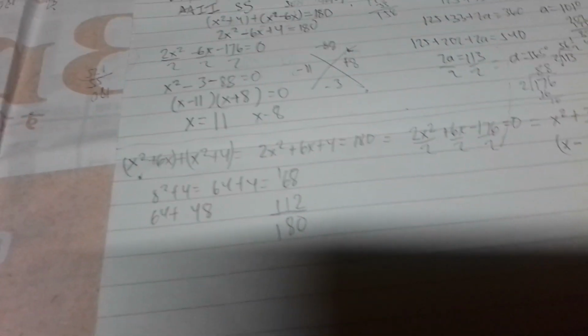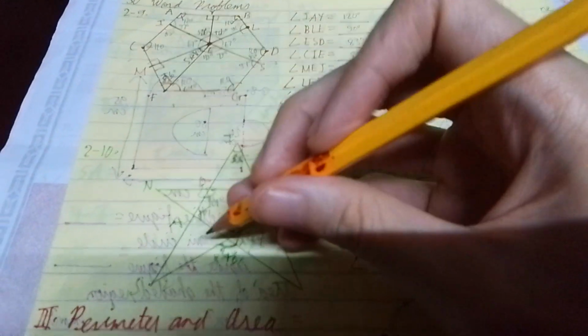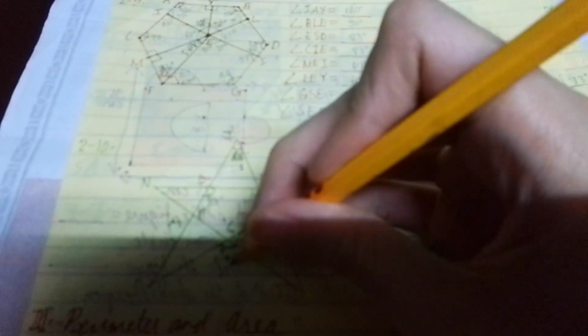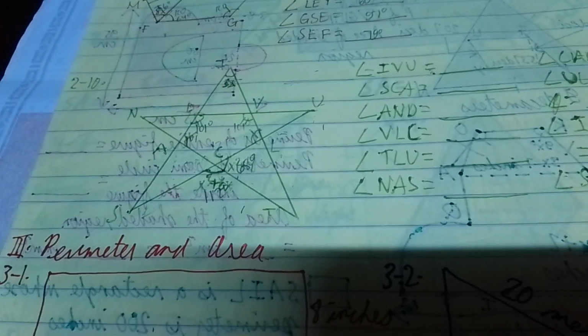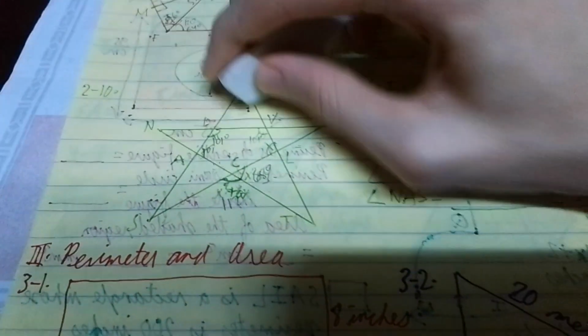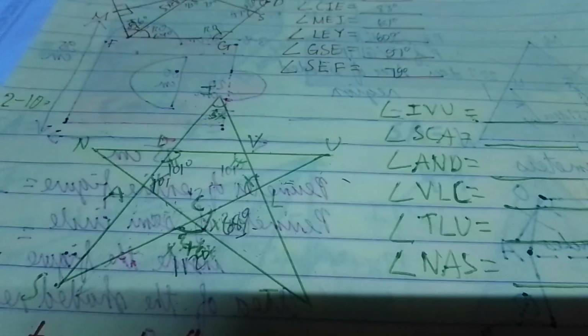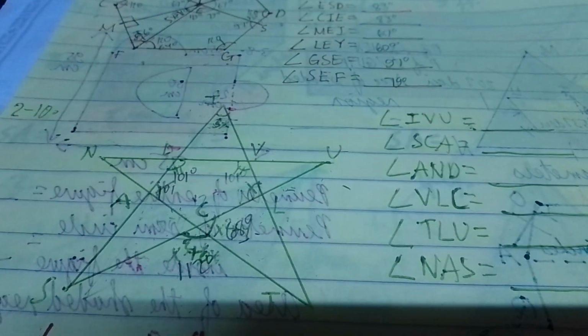So therefore, this angle that you see here, the x squared plus 6x, is 112 degrees, and this is 68 degrees. Now we can solve for the rest of the other angles. But before that, remember we also have another angle word problem, which you see right over here, which is the pentagon, right?